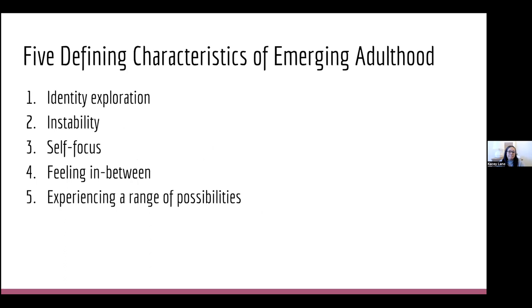Turning back to emerging adulthood and digging deeper into the theory, Arnett describes five defining characteristics: identity exploration, instability, self-focus, feeling in between, and experiencing a range of possibilities. When you hear these characteristics, which I'll describe further in the next few slides, you could consider how many of these define other developmental periods. And they do; they can be experienced at other times during the lifespan. But Arnett would propose that they're not likely to be experienced with the same intensity and pervasiveness as in the 18 to 25 or 18 to 29 period.